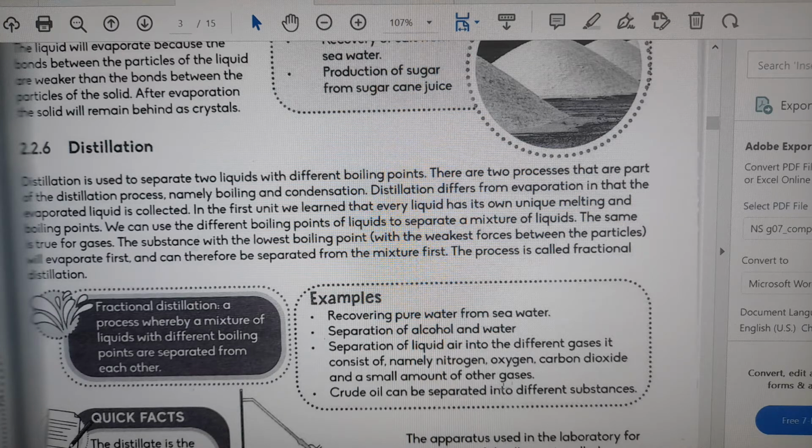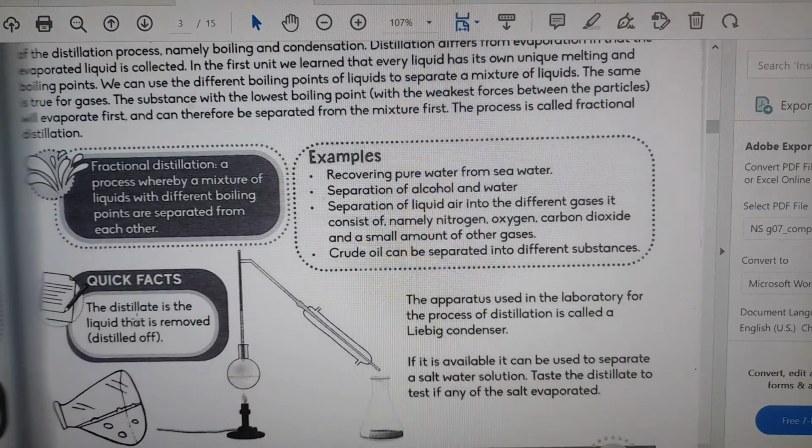Crude oil can be separated into different substances. What is the distillate? The distillate is the liquid that is removed, that is distilled off. The apparatus used in the laboratory for the process of distillation is called the Liebig condenser. Please know that the apparatus used in the laboratory for the process of distillation is the Liebig condenser.